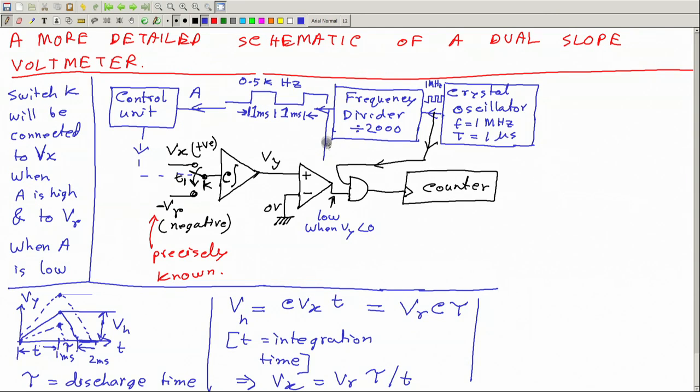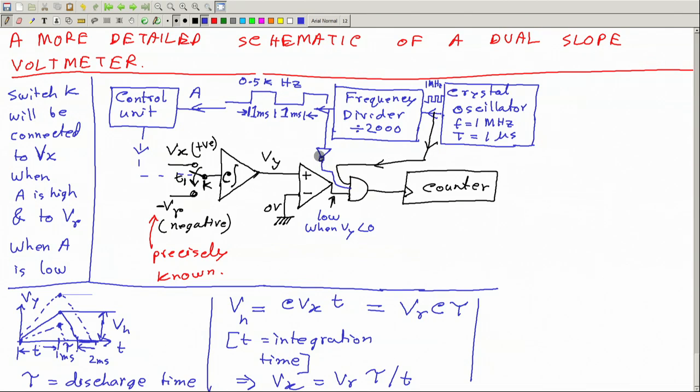So what I can do is connect a NOT gate and then connect it here. That means the counter will count only if here it is low. So only in this region. Okay, so from 1 millisecond to 2 millisecond, in this region this will be on.